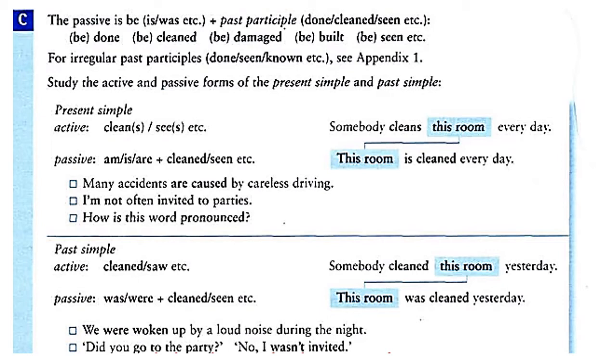The past simple, we have active: somebody cleaned this room yesterday. Passive: this room was cleaned yesterday. We have passive was or were, plus the past participle: cleaned, seen, eaten, written, and so on. We were woken up by a loud noise during the night. Did you go to the party? No, I wasn't invited.